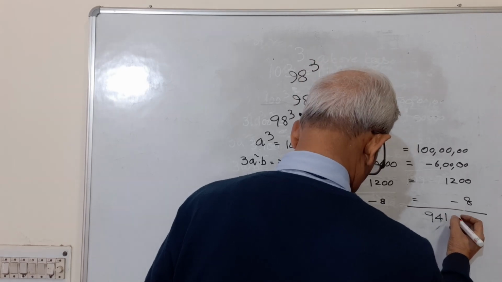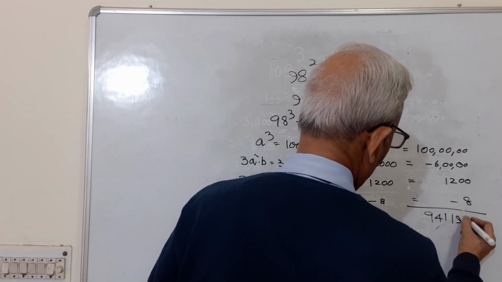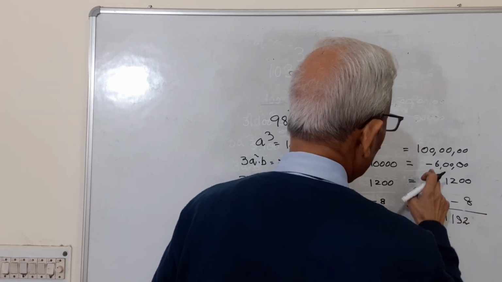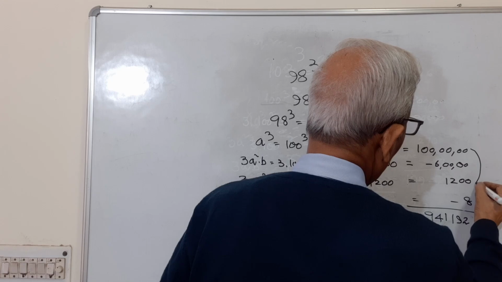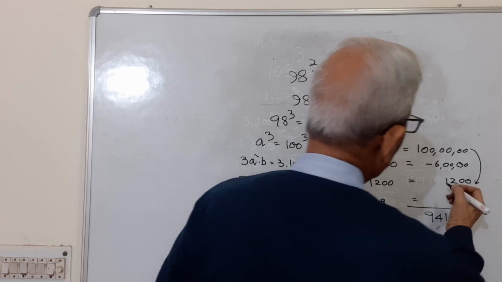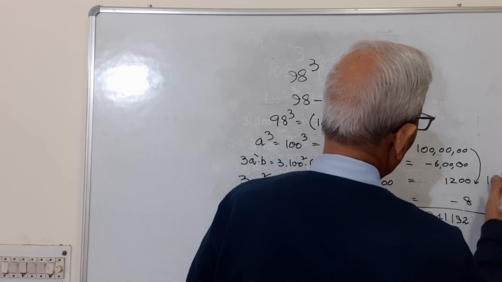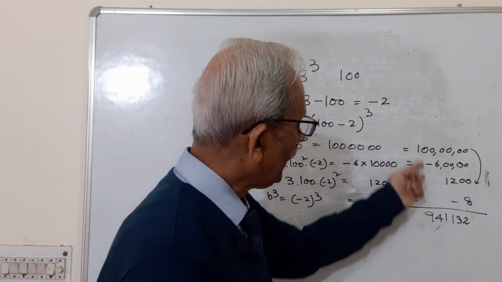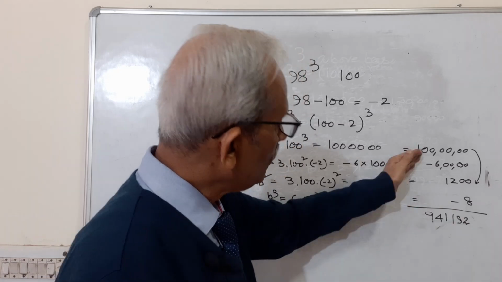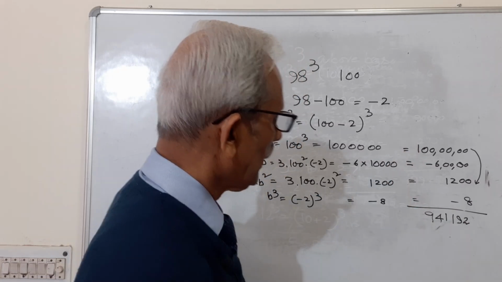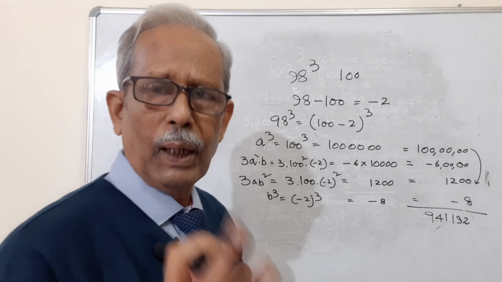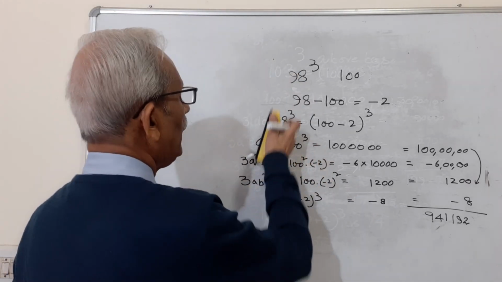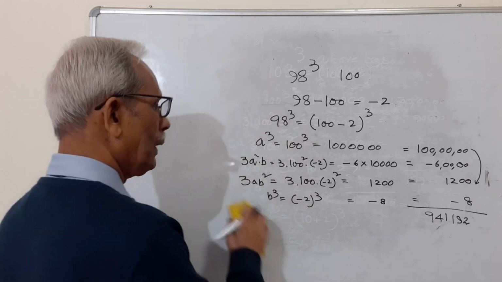So in total it ultimately comes to 941,192. If you can add it and then reduce the negative numbers, you will get the answer as 941,192, and that is the cube of the number 98. Okay, so 98 cube is equal to 941,192.